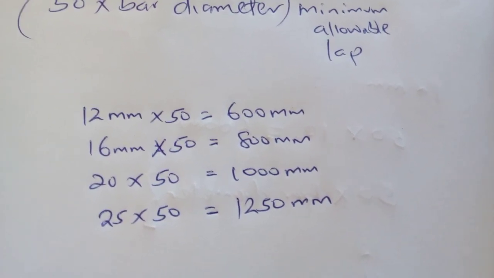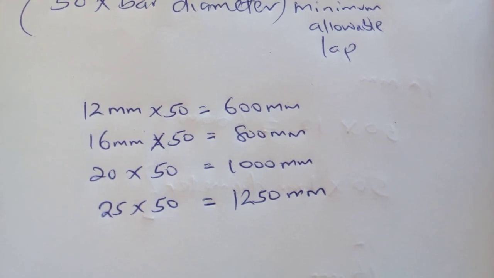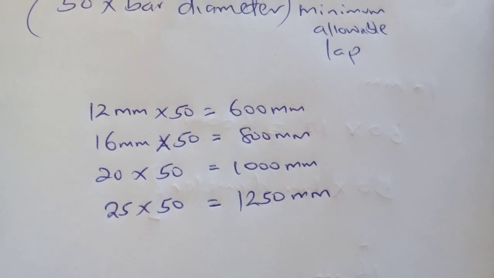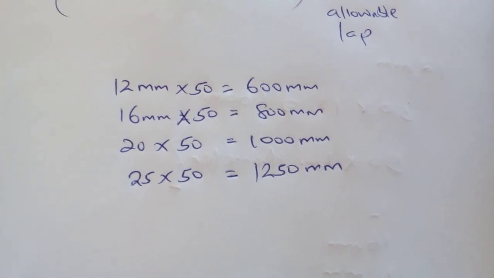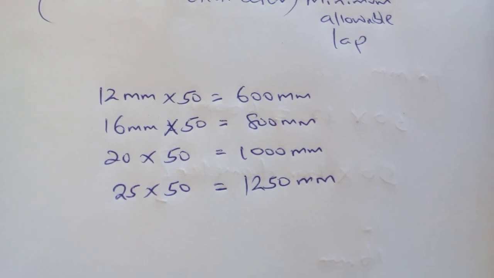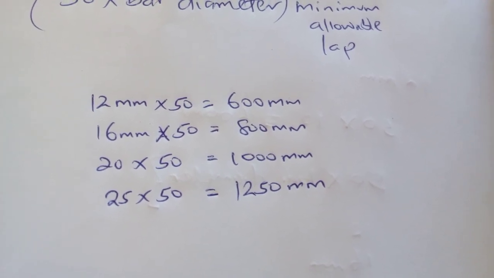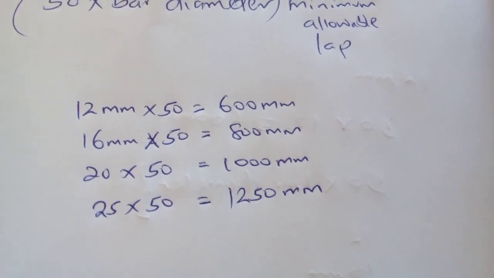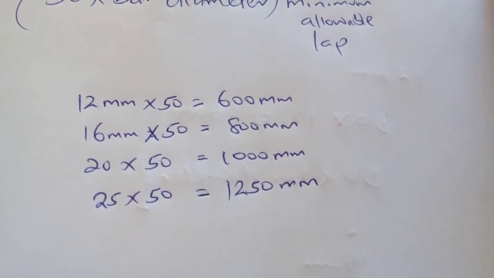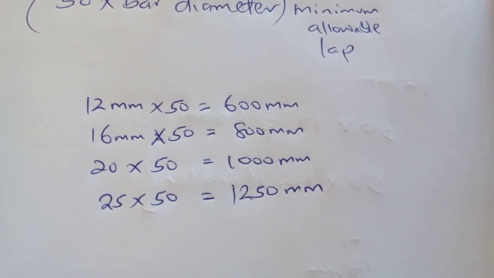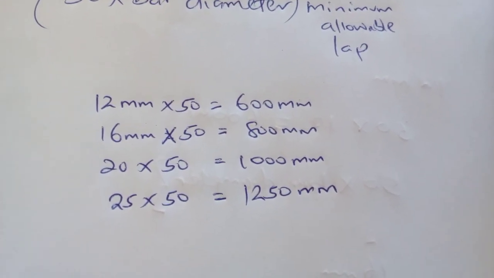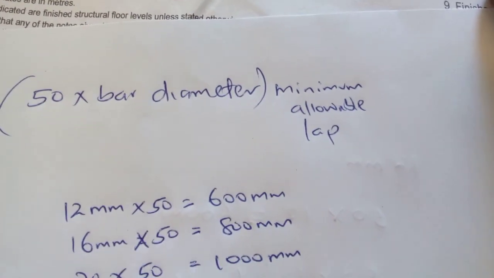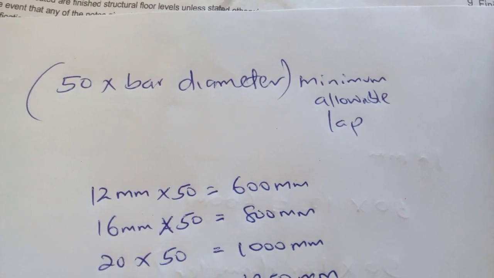So if you are using bar diameter 16 millimeter, it will be 16 multiplied by 50, whereby it will give you the minimum lap to be 800 millimeter. If it is bar diameter 20, then it shall be 20 multiplied by 50, whereby you will get 1000 millimeter as your lap, or 1 meter. If you are using bar diameter 25, it shall be 25 multiplied by 50, whereby your minimum allowable lap shall be 1.25 meters or 1250 millimeter. So that is what guides us on site when we are doing lap to rebars or lap to reinforcement.